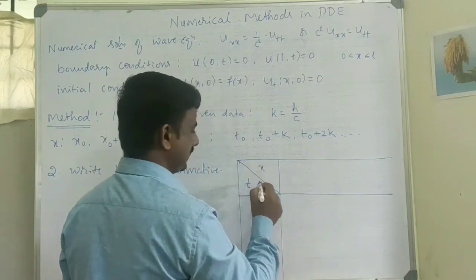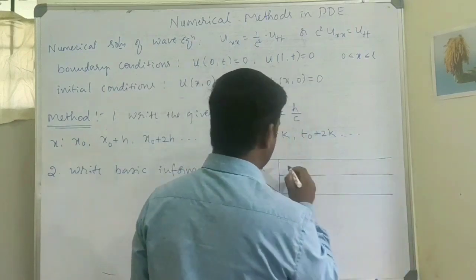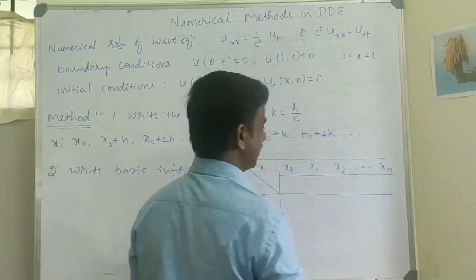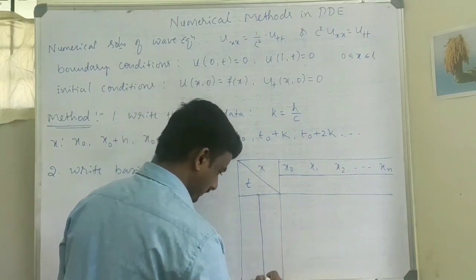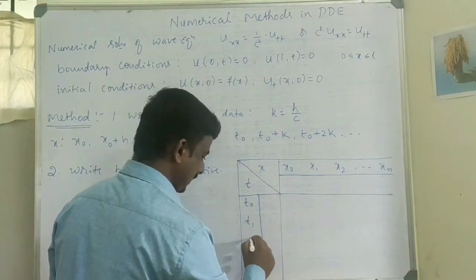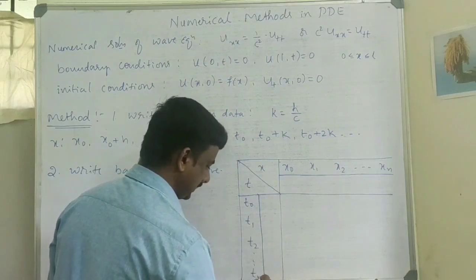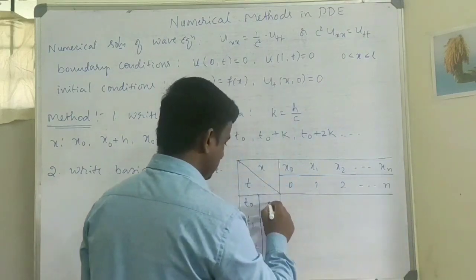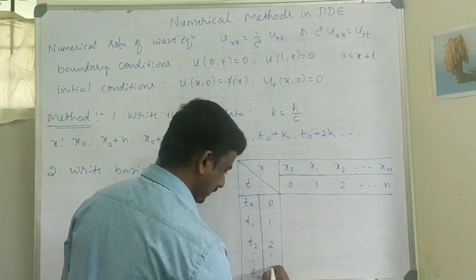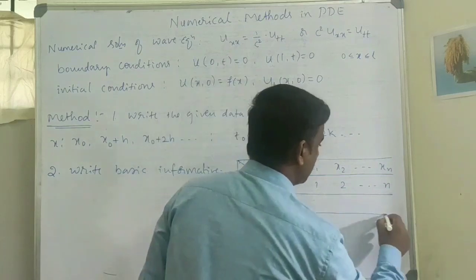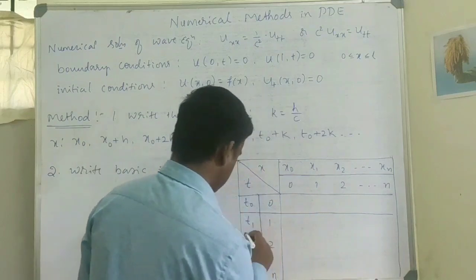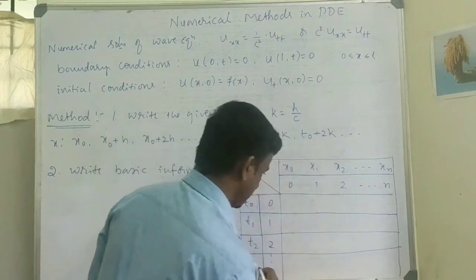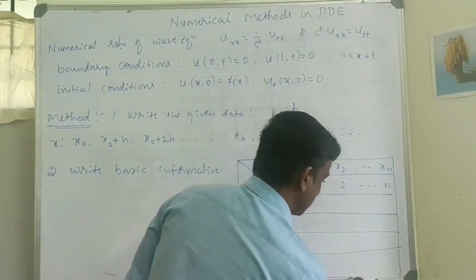Here are the values of x, here are the values of t. Here I have to write x0, x1, x2 and so on, say xn. Here t0, t1, t2 and so on, tn. Usually we take this as 0, 1, 2 and so on n. So this table I have to construct initially. Then I have to find the corresponding values later.